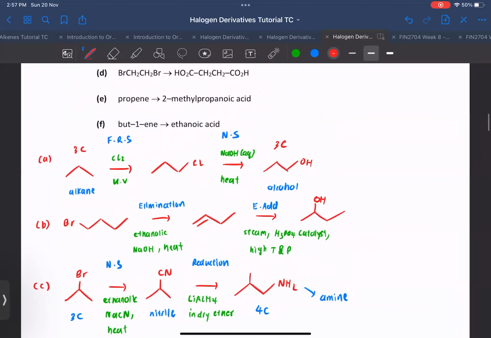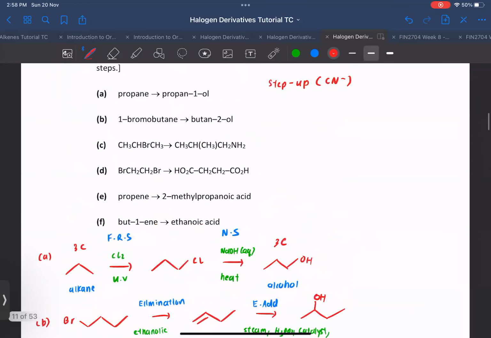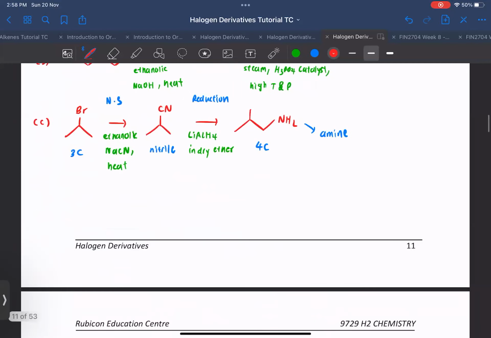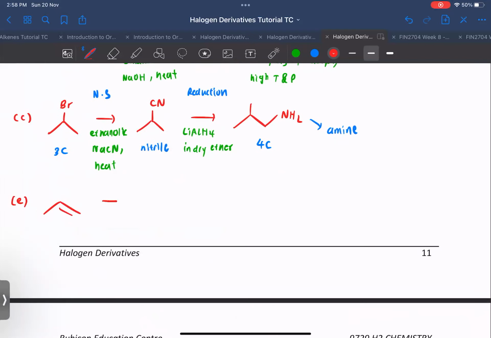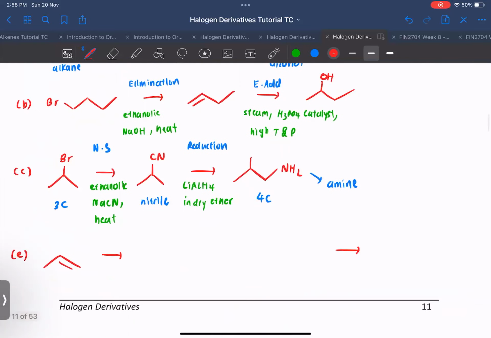I want you guys to try part D now. Actually, not D. Let's see. I want you all to try part E. This one. I'll give you guys a few minutes for this. This one, the pathway is a little bit longer. But again, you're starting with propene and you will end up with 2-methylpropanoic acid. So give it a try.